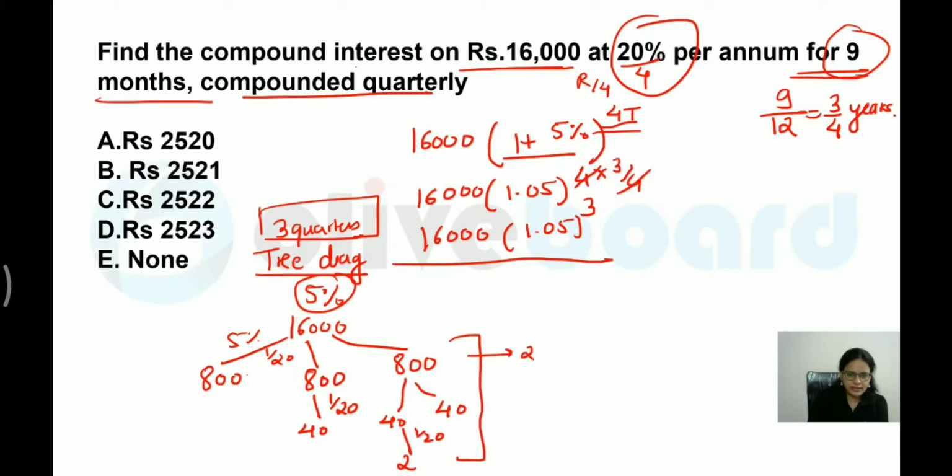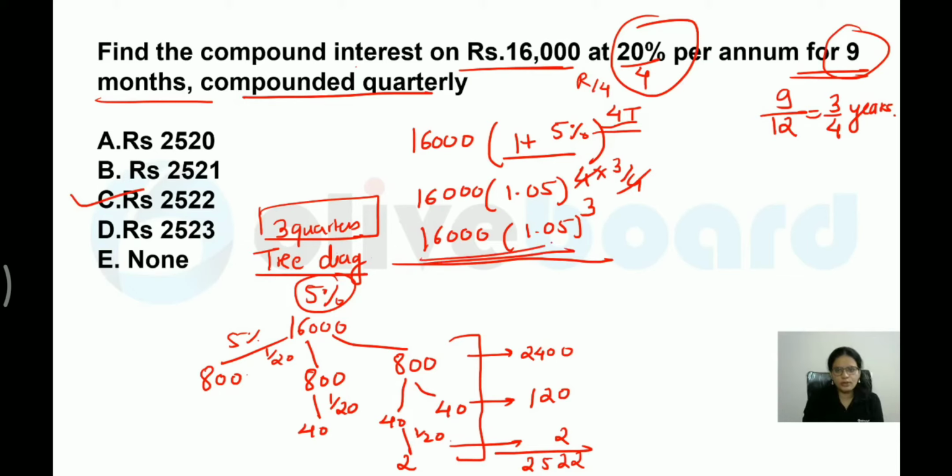You can calculate. This is 2400 total value. This value you can calculate. It is 120 and this is 2 over here. So if I add all the values, the interest will become 2522. Right? So 2522. That is nothing but the third option. So by using this also you will be getting the same answer.